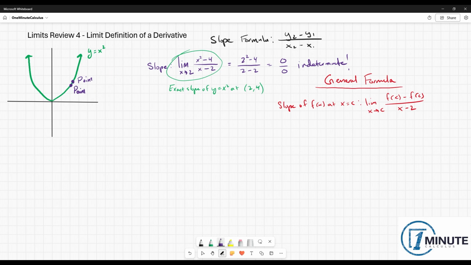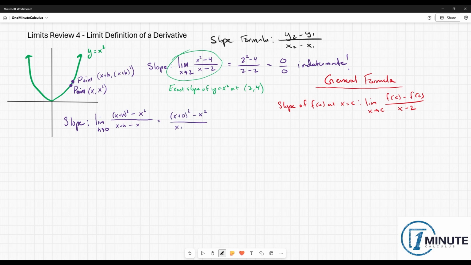So let's go back to our function y equals x squared and pick a general point, x, x squared. And then we need to pick a point right next to it. And we do that by saying the second point is x plus h, x plus h squared. We put this in our slope formula, and then we make the second point right next to the first point by saying the limit as h goes to 0. Since h represents the difference between the 2 points, as the difference goes to 0, we have points right next to each other. Again, if we do this correctly, we will have an indeterminate limit.